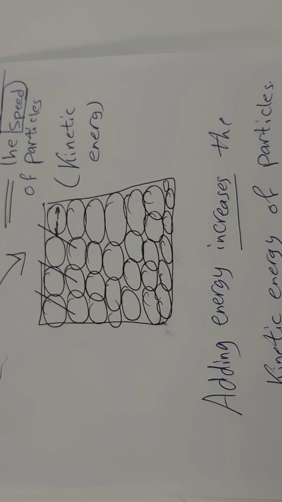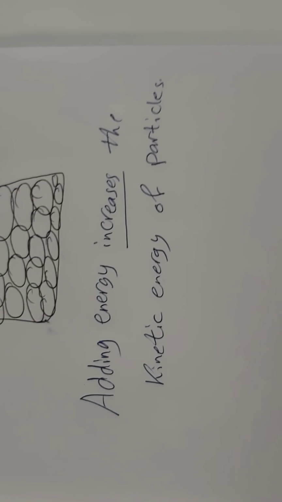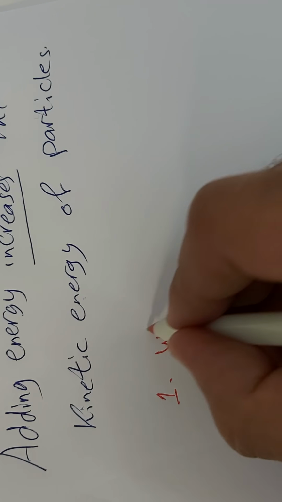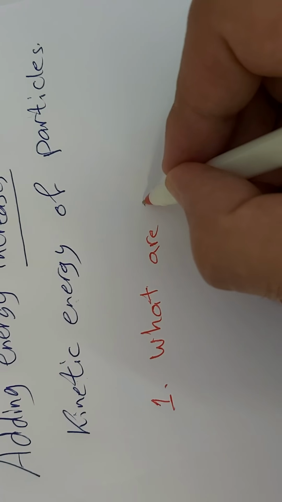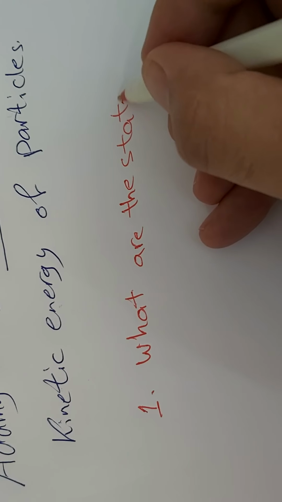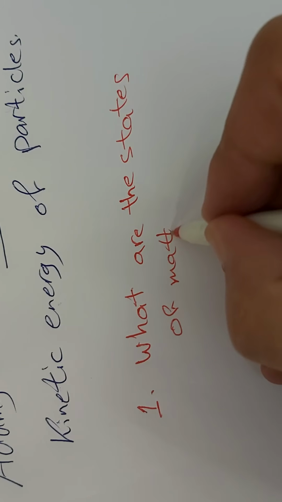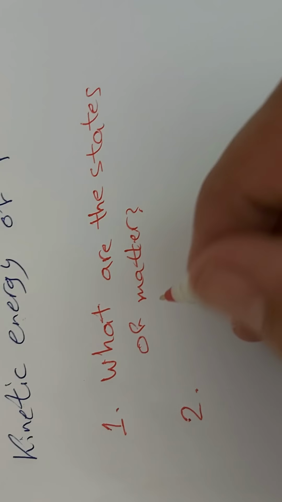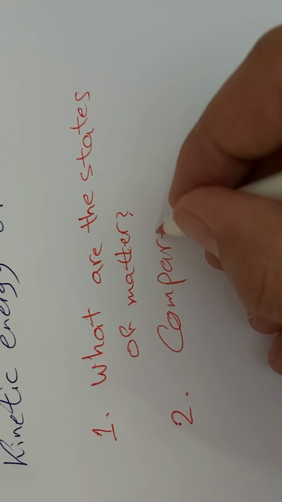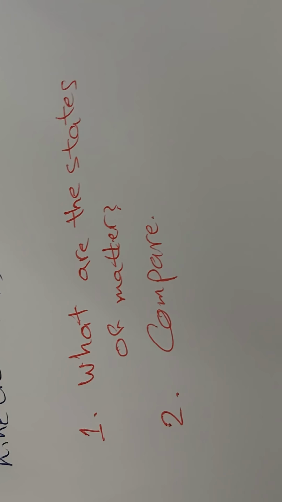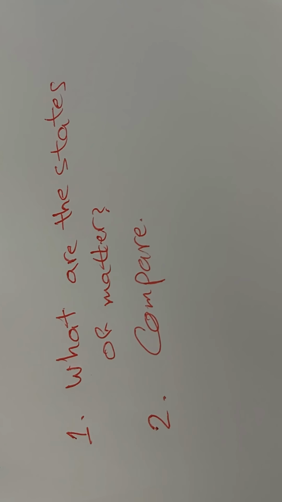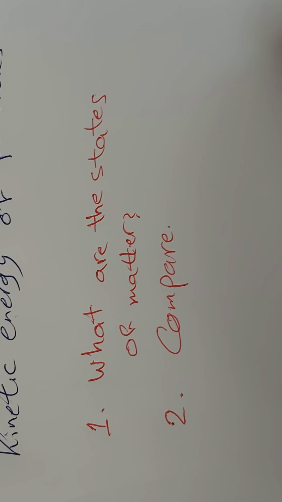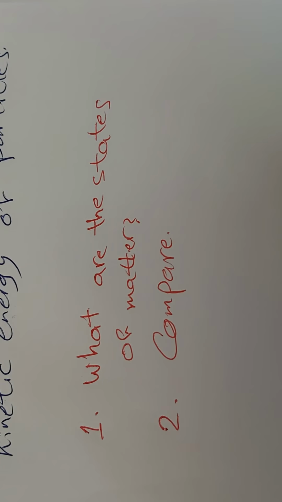Okay, so till now you have to know the following things. What are the states of matter? This is the first question. Solid, liquid, and gas. Number 2. Compare between the states of matter. Solid, definite shape and definite volume. Liquid, definite volume, not definite shape. It takes the shape of its container. And gases, no definite shape and no definite volume. It takes all of the space in its container.